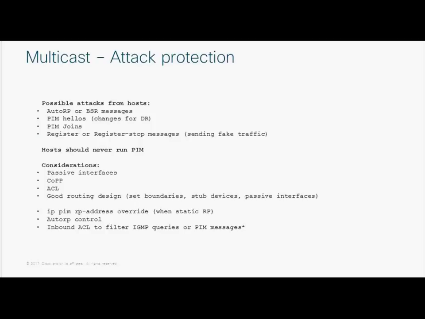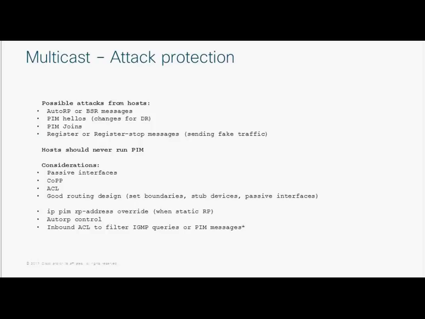We can use a plain access list in order to filter multicast traffic at the network boundaries. That's only a simple access list that could protect us from unwanted multicast traffic or PIM control traffic.